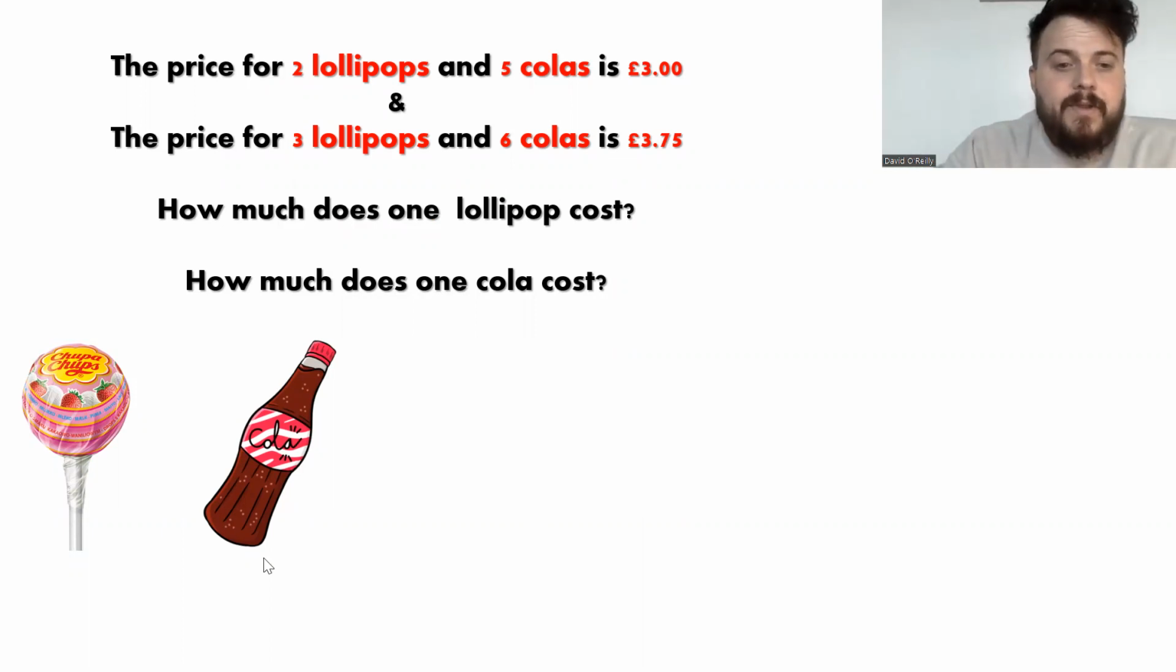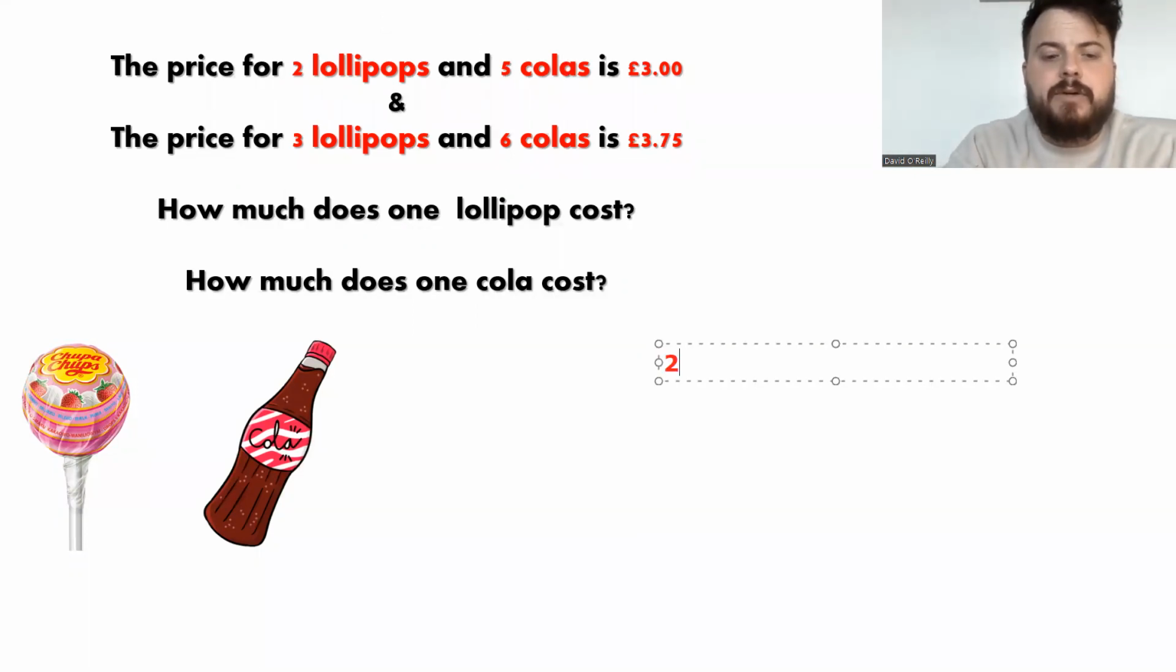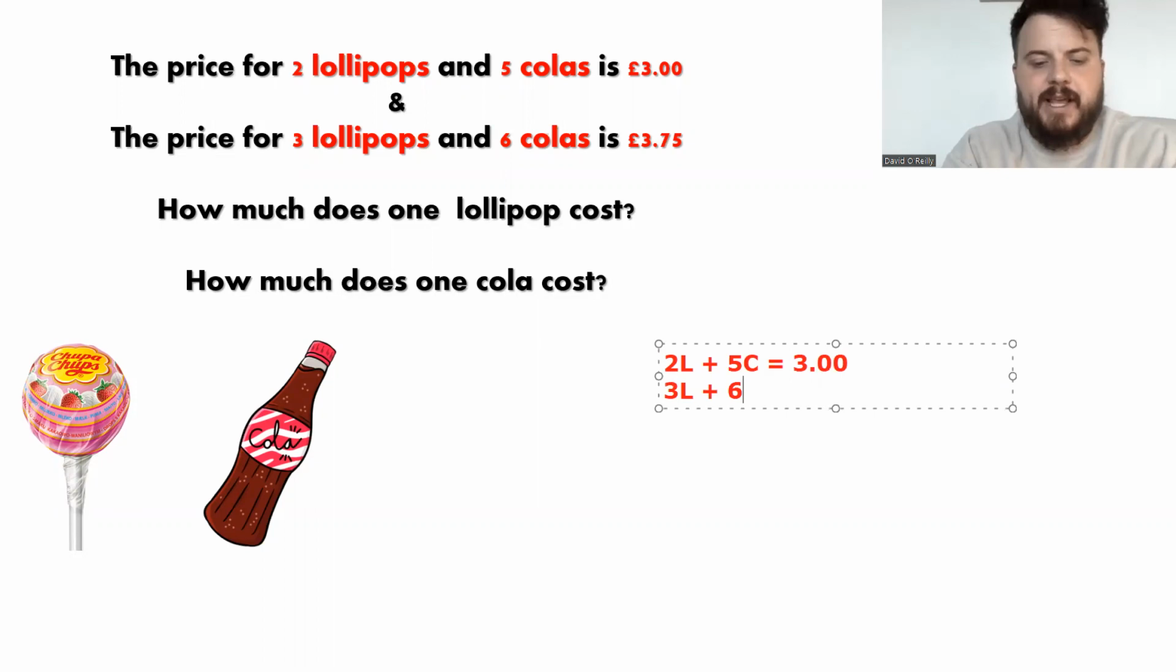So first step, let's rewrite this as algebra. 2 lollipops and 5 colas is £3. So 2L plus 5C is 3. Okay, next step, 3 lollipops, 3L plus 6 colas, 6C equals 3.75. Next step is to make either the L's have the same number in front of them or the C's.